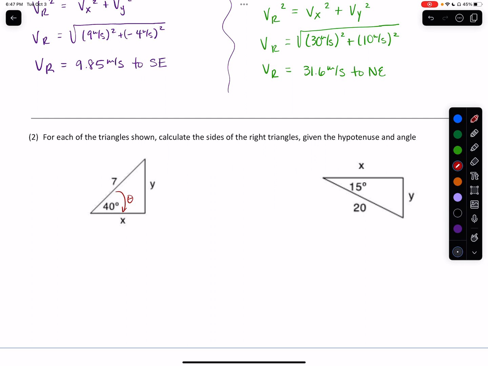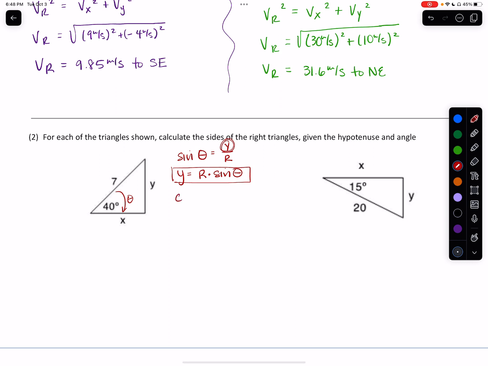All right. So generally speaking, we know that the sine of theta is going to be equal to our y component over our resultant. All right, so if we rearrange that to solve for y, we find that the y component will be equal to the resultant times the sine of theta. All right, so that's a handy formula to have in your back pocket.